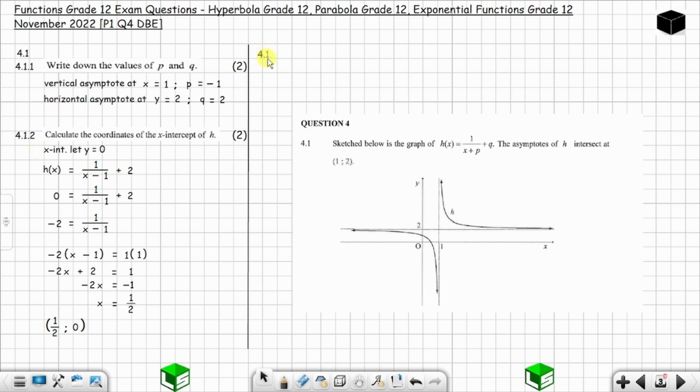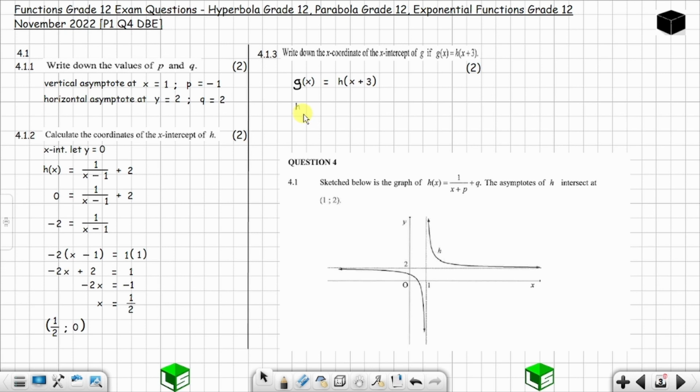Now, question 4.1.3. The question is, write down the x coordinate of the x-intercept of g if g of x is equal to h of x plus 3. The question is 2 marks. So to get g of x, you substitute x plus 3 wherever you have x inside the equation of h of x. So g of x is equal to h of x plus 3.